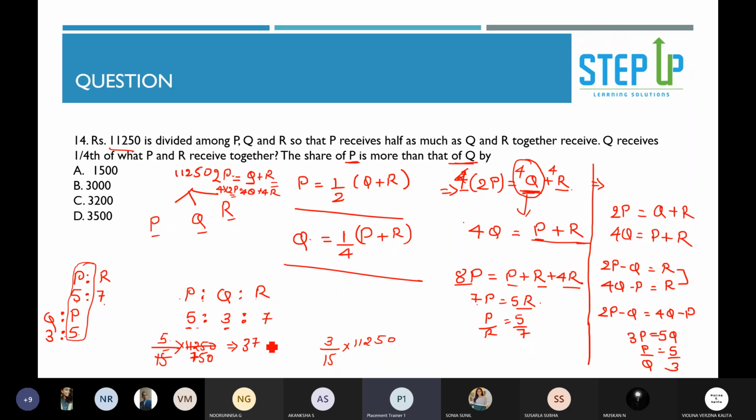Right, here it will be 750 into 3. 75 into 3 is 225. 2250, ma'am. 2250. So how much is getting extra? 1500. That's your answer. Now there should be one shortcut for this, where you don't have to solve this. I'll tell you in some time.